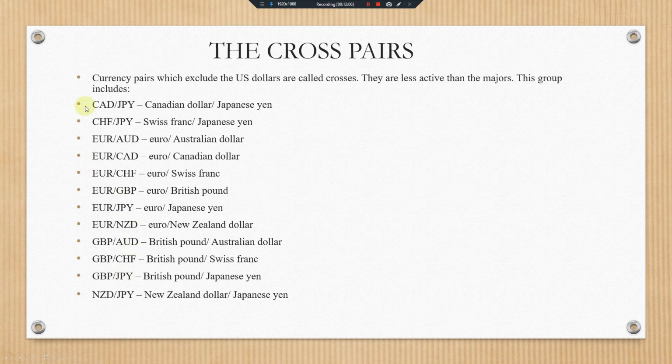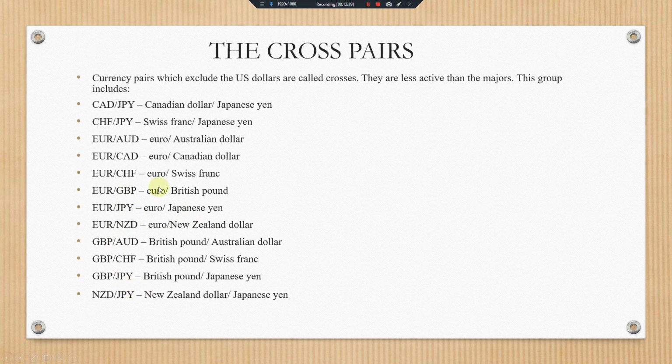So we have CAD JPY, which is the Canadian dollar paired with the Japanese yen. We have the Swiss franc paired with the Japanese yen. Euro AUD, which is the euro paired with the Australian dollar. Euro CAD, the euro and the Canadian dollar. Euro CHF, which is the euro paired with the Swiss franc. Euro GBP, which is the euro paired with the Great British Pound. Euro JPY, which is the euro paired with the Japanese yen, and so on, ladies and gentlemen.